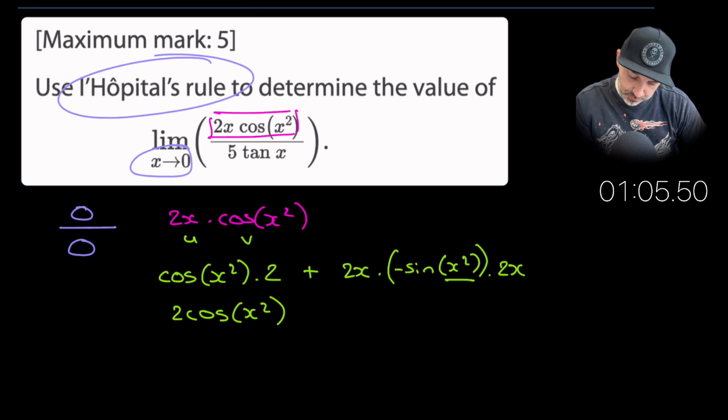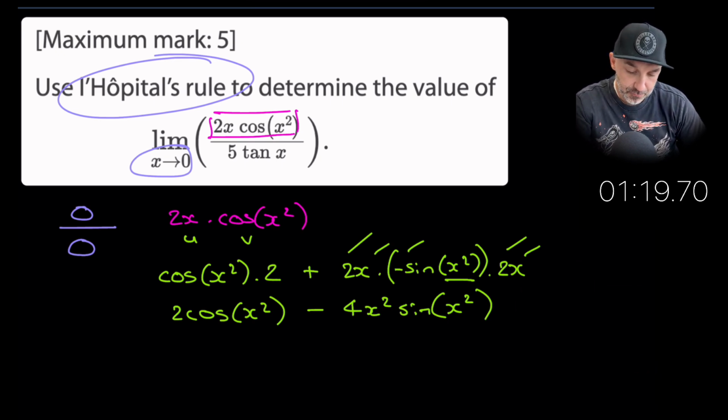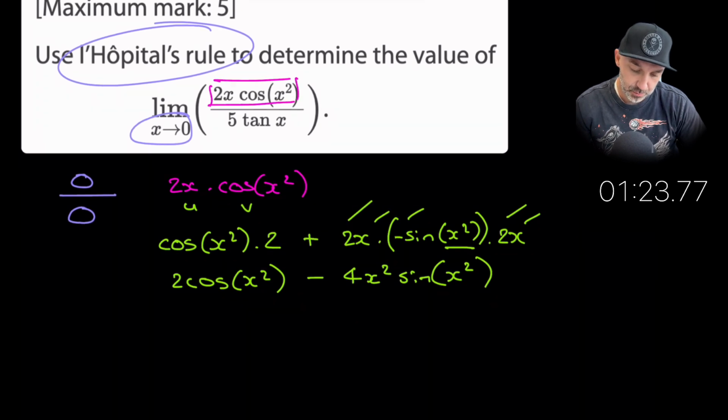Now, tidying that up, I would have 2 cos x squared. Now, just be careful here. So we've got a 2, an x, and a negative here, right? So this is all going to become minus 4x squared sine x squared. Okay, so that is the numerator after I've differentiated it one time. Now, remember, you may have to differentiate it twice or 3 times. We don't know yet. So let's have a look at the denominator.